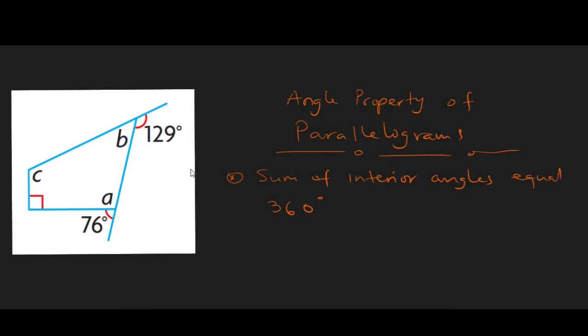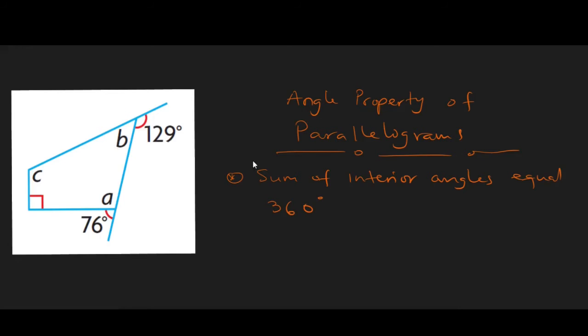In this question, we will apply the angle property of quadrilaterals. What is that property? It is the fact that the sum of the interior angles equals 360 degrees. That means that angle C plus B plus A plus the right angle here, which is 90 degrees, equals 360. The question also provides other hints to solving for B and then A. Angle B and 129 degrees lie on a straight line. That means that angle B plus 129 add up to 180 degrees. Also, angle A and 76 lie on a straight line, adding up to 180 degrees.